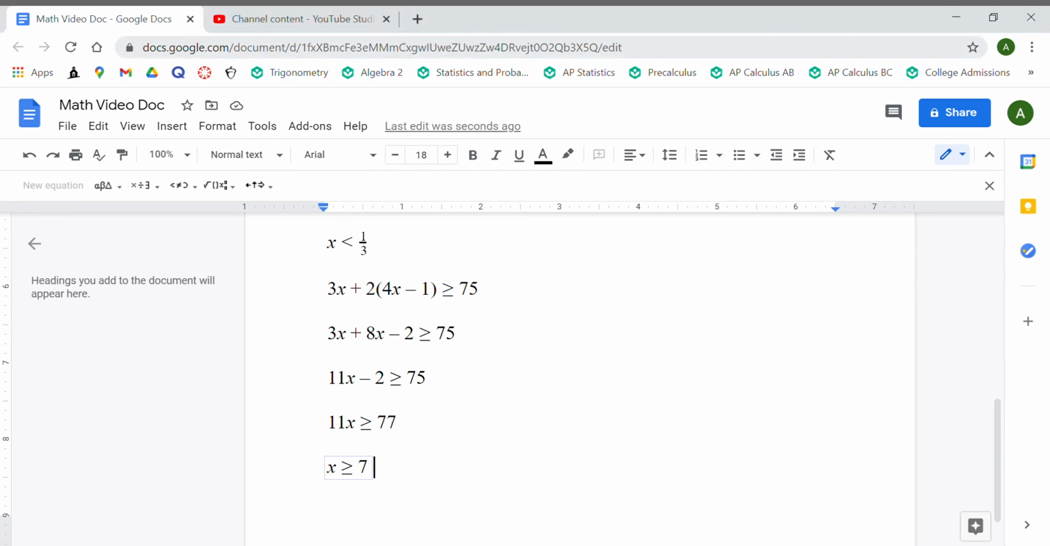Alright, so x is greater than or equal to 7. We need to put a closed circle here. And then shade to the right. And there you have it.